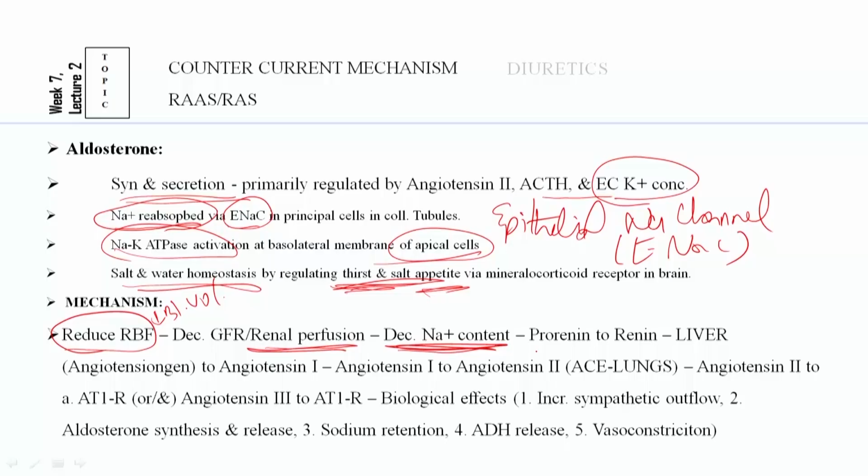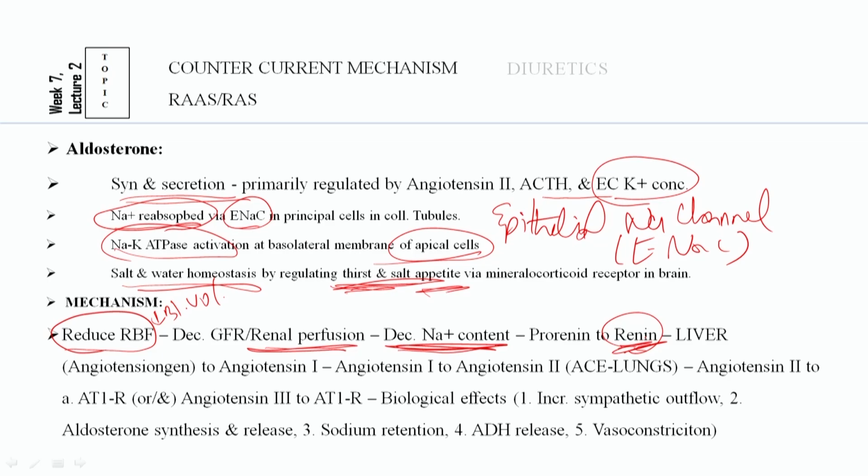Where it has the JG cells, the JG apparatus, the macula densa will sense the lower sodium chloride concentration and give signals to the juxtaglomerular granular cells, which have already synthesized and stored the renin in a granular form, right? So this renin will be released; the prorenin will be cleaved and the activated renin will be released into the afferent arteriole.